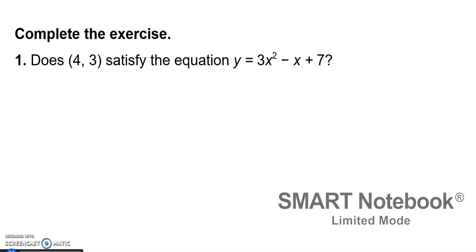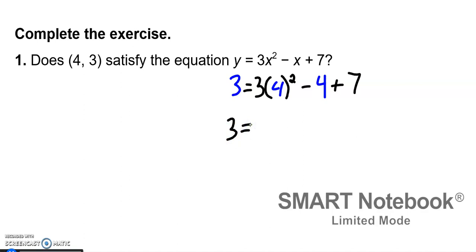So the y value is 3. So I'm going to substitute y for 3. And I'm going to substitute my x value for 4. So I get 4 squared minus 4. And now we're just going to simplify. Well, 3 just drops down. Now we get 3 times 4 squared. That's going to be 48. And then minus 4 plus 7.